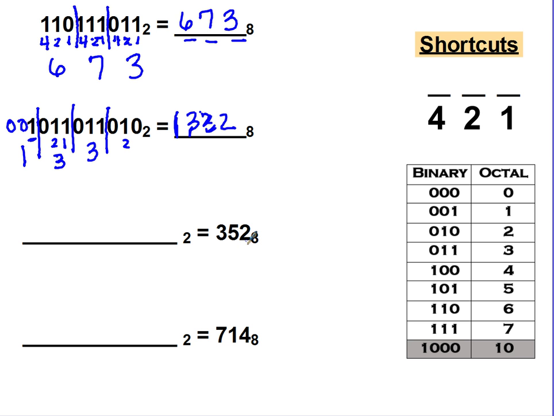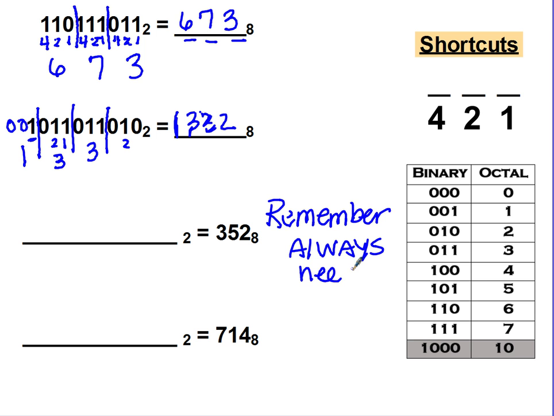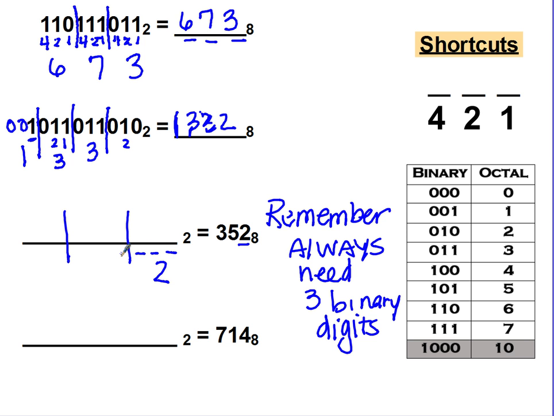Now you have to be careful when you're going back the other way. Remember, I always need 3 binary digits when I'm doing this conversion. A lot of people very quickly and easily get messed up because they don't put 3. So this has to have 3 digits. So my 2 has to have 3 digits. My 5 has to have 3 digits.